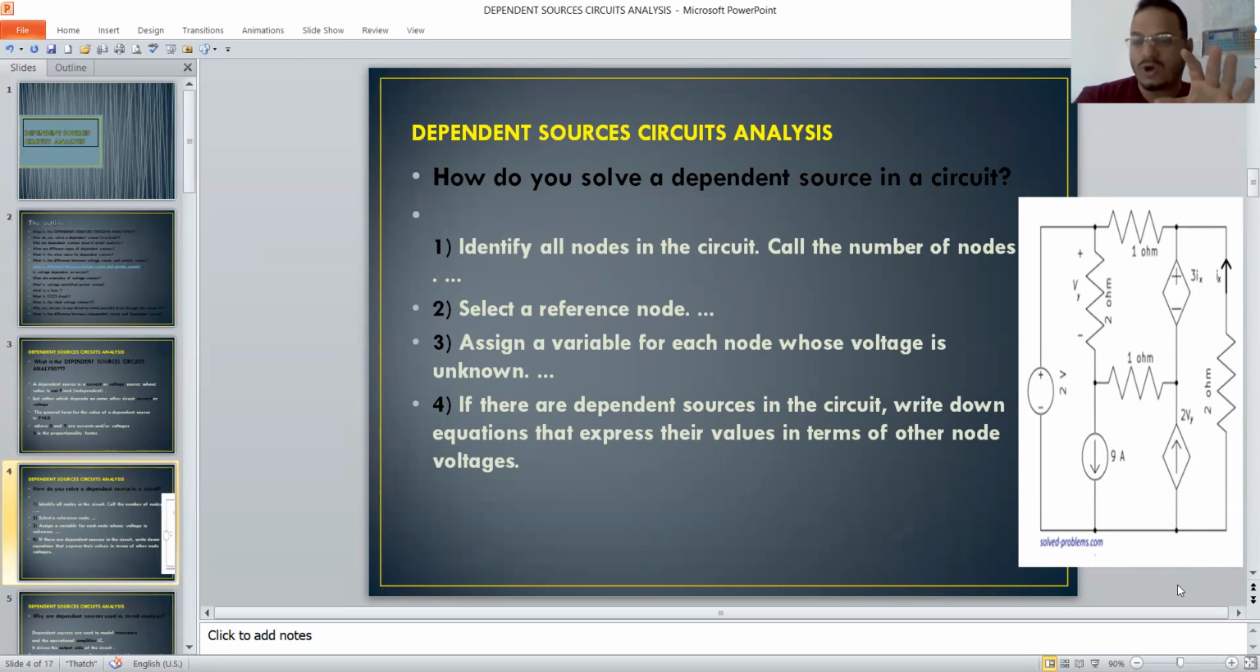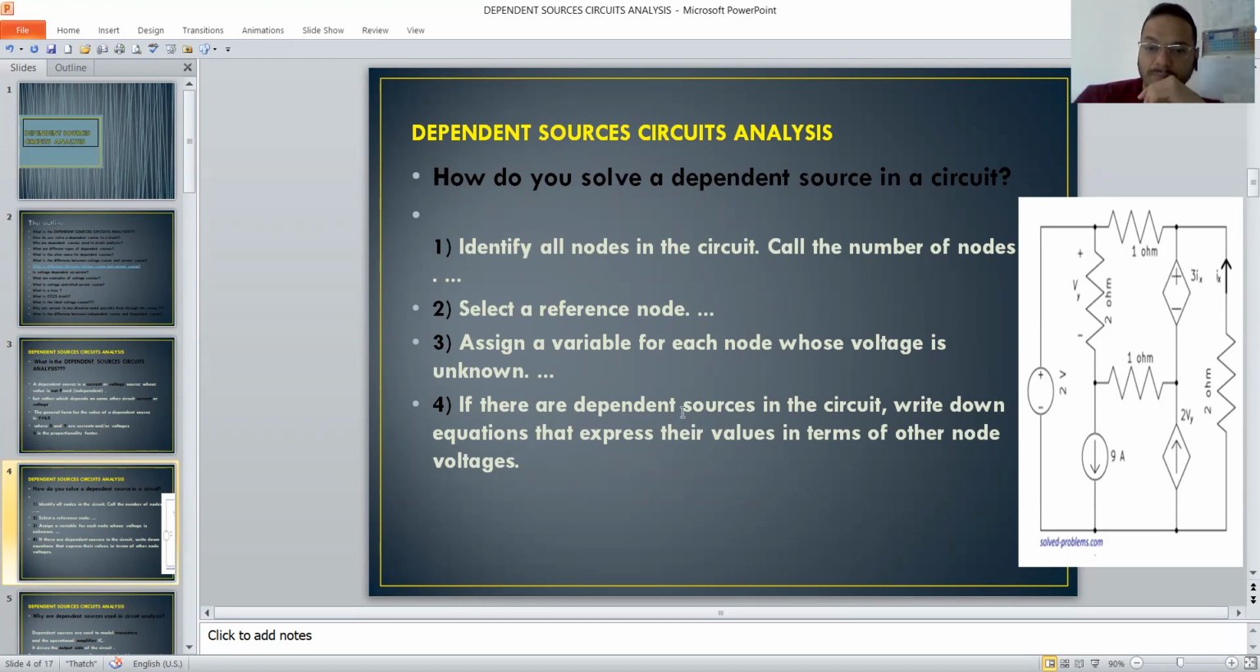This is very important to us. And after that, we will look at the current side. Let's go through them one by one. Number two, select a reference node. Number three, assign a variable to each node whose voltage is unknown. What is the unknown element here? For example, 3ix. Here we're dealing with a dependent current source. Here we have one unknown element.